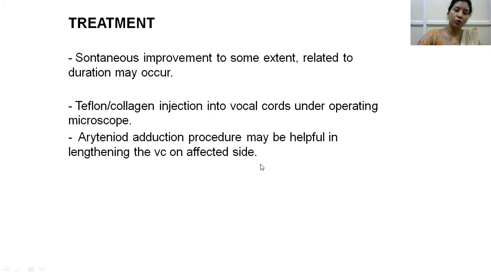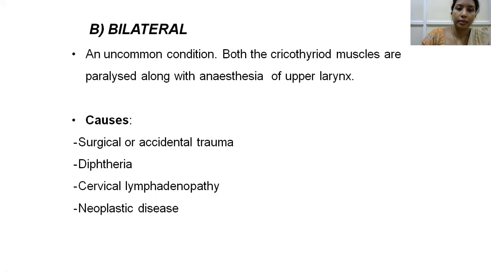So arytenoid, as you know, is not just a particular part, it is a rotatory joint. So if you adduct it, then automatically the tension in the vocal cord increases. When there is a bilateral superior laryngeal nerve paralysis, which is not very common, both the cricothyroid muscles of both the vocal cords are paralyzed along with complete anesthesia of upper larynx. So more than anything, because of this anesthesia of upper larynx, the patient tends to have severe aspiration.